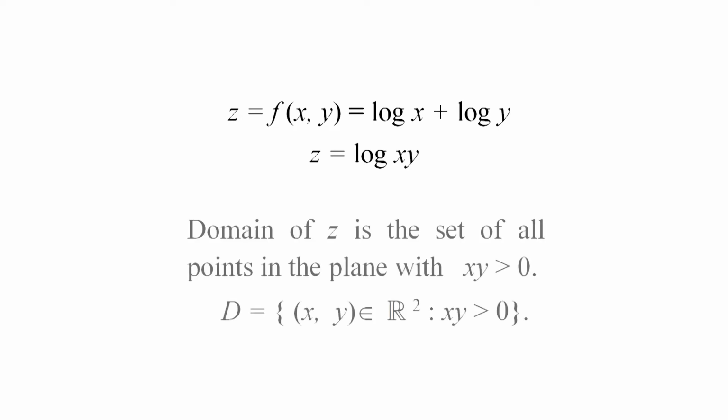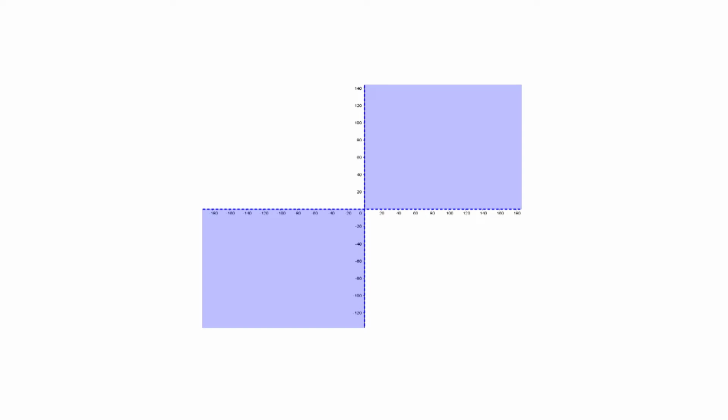Hence, the domain of z is the set of all points in the plane with the product xy strictly greater than 0. That is, D is the set of all ordered pairs (x, y) in R squared such that the product xy is greater than 0. That is, the domain is the set of all points in the first and third quadrants, excluding the boundary by the x and y axes.